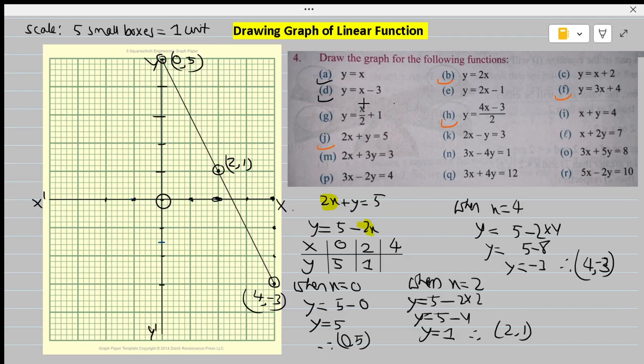Okay, so the line is done. So we say here this line is the required line 2x plus y equal to 5. And in the same way you can do the other, KL. Now I'm going with another line. So I go for number Q. Okay, so I make this clear.